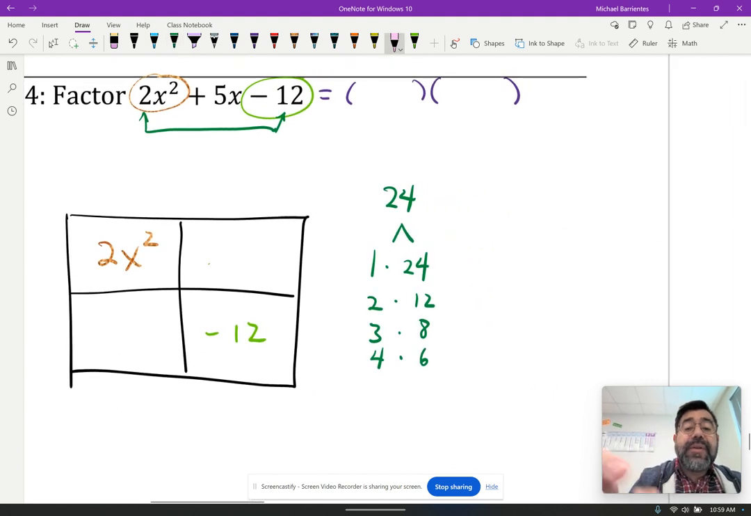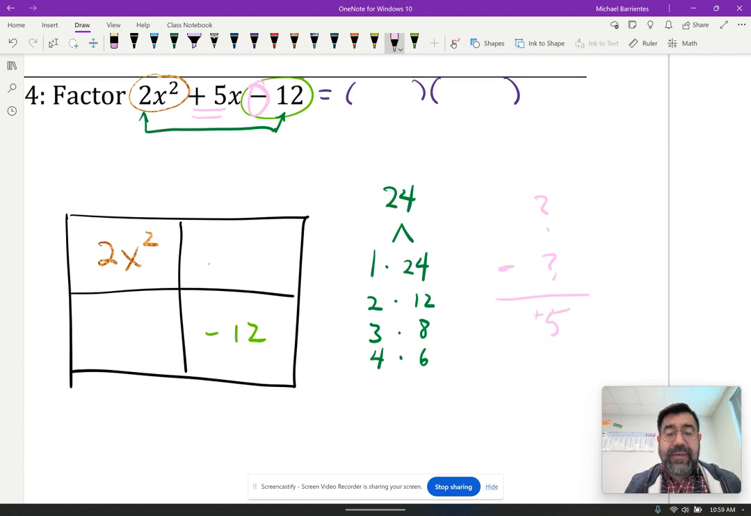Awesome. But I'm looking for the pair that when I subtract the numbers, I need to get a positive 5. Well, if I subtract 1 and 24, I'm either going to get positive 23 or negative 23, depending on the order that I put them in. If I subtract 2 and 12, I'm going to get either positive 10 or negative 10, depending on which order I subtract. And if I subtract 3 and 8, I'm going to get positive 5 or negative 5. Oh, I think I found my pair. If I subtract 4 and 6, I'm going to get 2. So the difference between the numbers will tell you which one to pick.